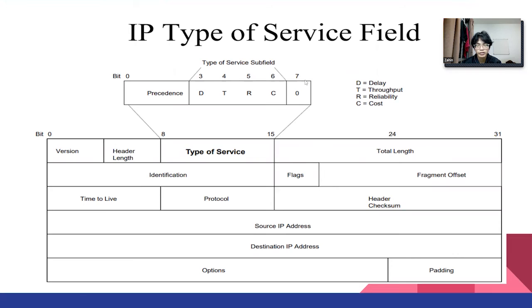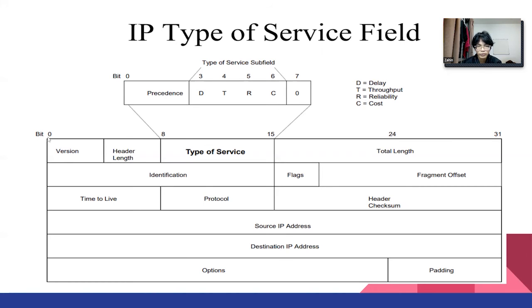Here is graphic presentation of the type of service field. First, we have bit 0 to 2, we have precedence. And then type of service subfield. Here 3 is D, 4 for T, 5 is R, and 6 is C, and 7 is 0. As we can see here, from the hint, D is for delay, T for throughput, R for reliability, and C for cost.